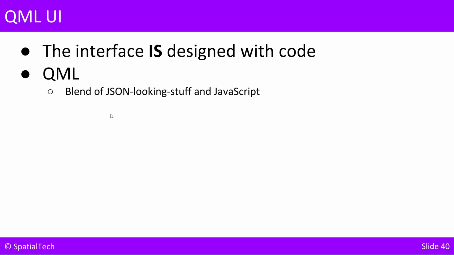QML is a blend of what I call JSON-looking stuff in JavaScript. Just remember that JavaScript can look very different. We talked previously about these different styles of JavaScript, to the point the styles are so different you would swear that you're not looking at the same language. But unfortunately, you are. So in total, it's one language technically, but definitely two different styles.